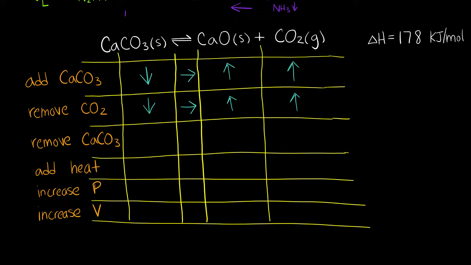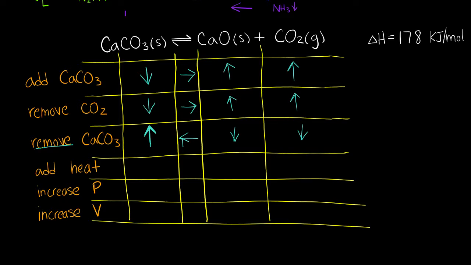If we remove calcium carbonate, then the reaction will shift to the left, which will increase the amount of calcium carbonate, decrease the amount of calcium oxide, and decrease the amount of carbon dioxide. And it makes sense that the amount of product will decrease because we removed some of the reactant which is used to make the product. Remember that this arrow here is not the change you made, but it's the response of the system. Because you removed some calcium carbonate, the system has to respond by creating more.